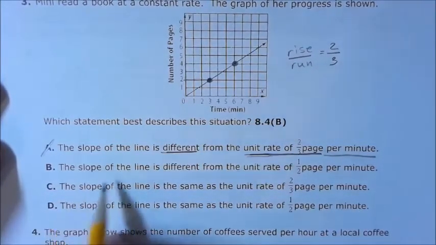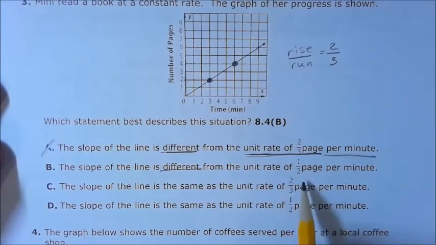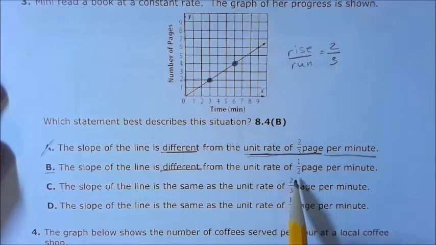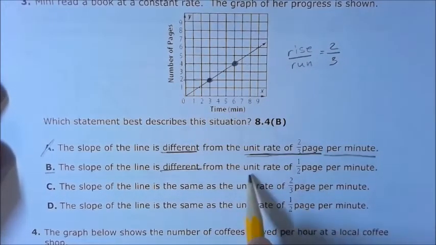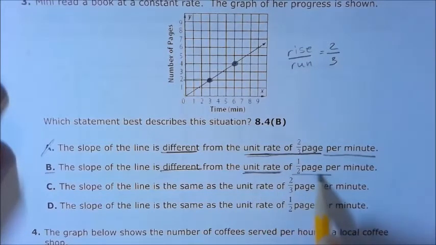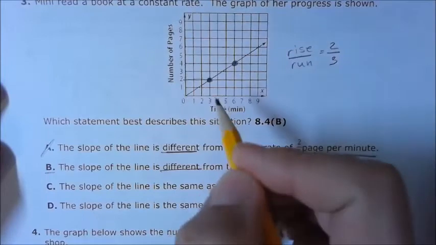The next one says the slope of the line is different from the unit rate of 1/2 page per minute. We could look at that in one way. We could say, well, yeah, it is different because the slope is actually 2 over 3. But the problem with this is our unit rate, it says, is 1/2 page per minute. Well, is that even a true statement? Is the unit rate really 1/2 page per minute? Because we just checked it and it looked like 2/3.